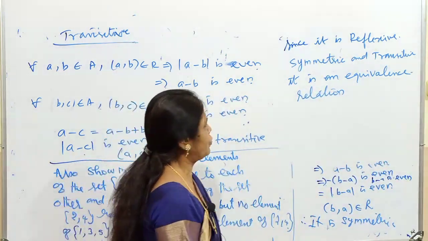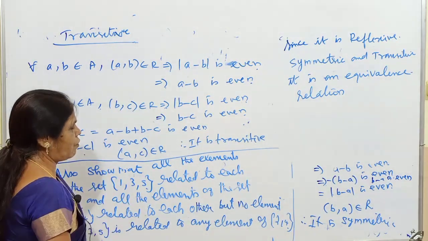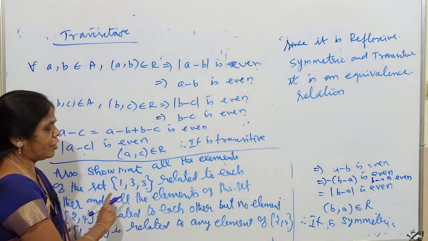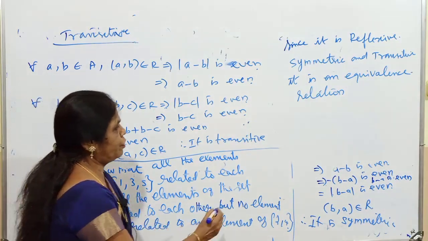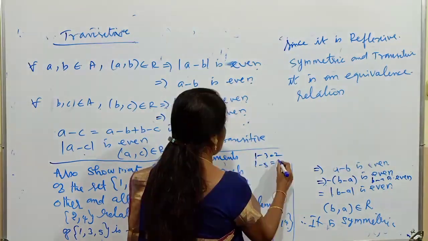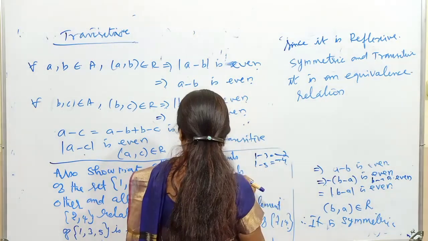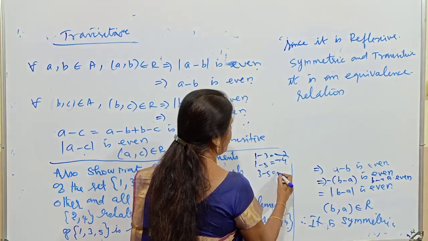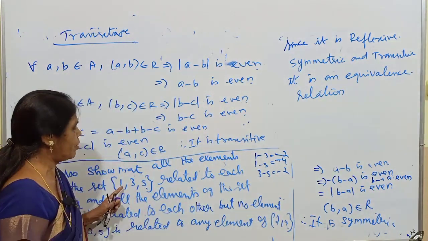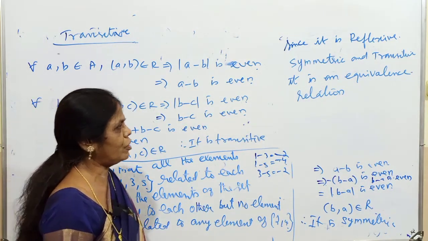Right. And the next step. Next we are going to see what is the meaning of this. 1, 3, 5 is related to each other. Means what? The difference of the numbers will be even. If you see that 1 minus 3 equal to minus 2 is even, 1 minus 5 equal to minus 4 is even, and 3 minus 5 equal to minus 2 is also even. So the difference of the two numbers is even.